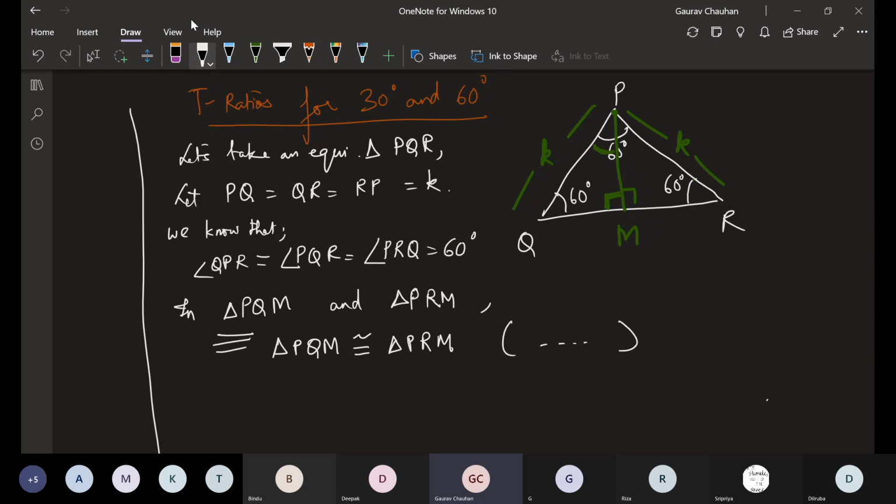Here, three statements you have to come up with. That is your job to write. Now, if these two triangles are congruent, then what is my conclusion? What can you tell about the length of QM and MR? This full length is K, we know. What can you tell about QM and MR? Anyone?